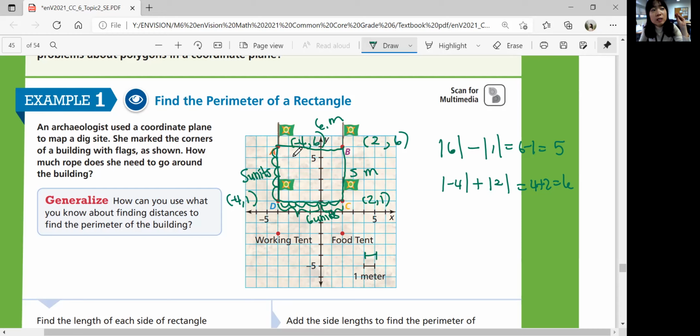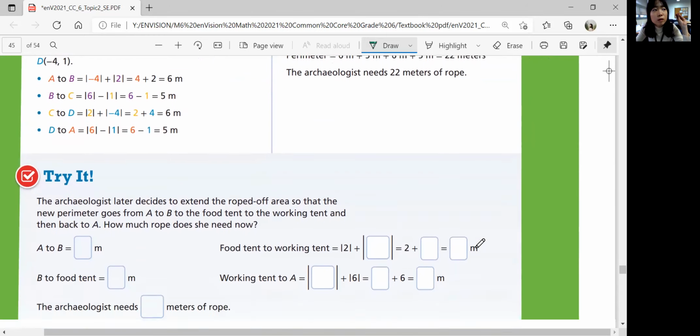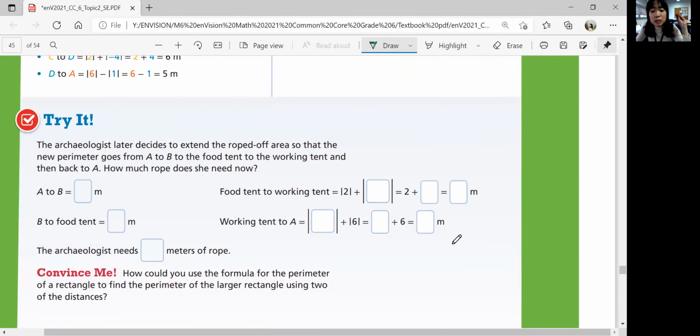So 6 plus 6 is 12, plus 5 plus 5 is 10, so 22. Your perimeter should be 22 meters. Okay, so that's how much rope she needs. Let's try the try question. Make sure you come back for answers when you are done and you know how to solve this by yourself.